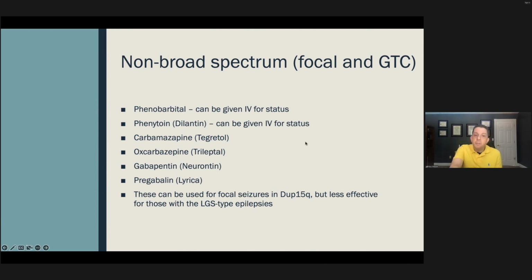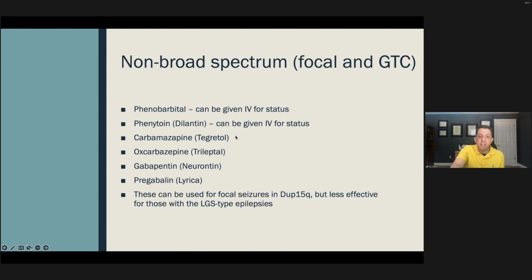These aren't used too much, just because we see so much more Lennox-Gastaut versus plain focal seizures. But these medicines can all be effective in those seizures, if you clearly have focal and tonic-clonic and nothing else. These can be helpful. We do use a lot of gabapentin, not as much Lyrica, but it's very similar. We use gabapentin a lot for sleep. Even though it's not great for seizures, it's not going to make your seizures worse, and it can be a really good sleep medication. So we do use this one a lot.